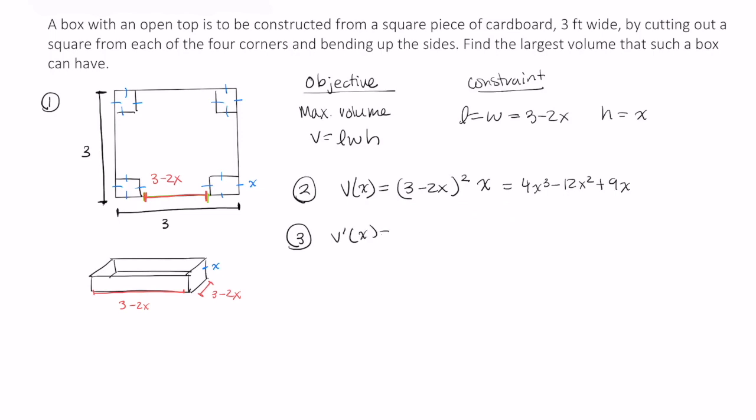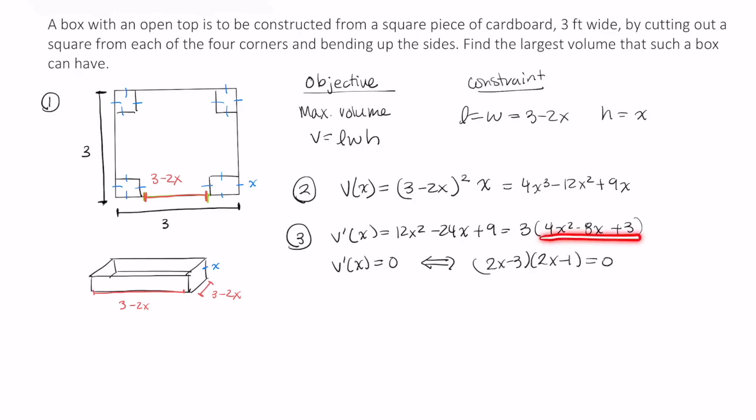So we have V prime of x is equal to 12x squared minus 24x plus 9, which simplifies to 3 times 4x squared minus 8x plus 3. V prime of x is equal to 0 when 3 times 2x minus 3 times 2x minus 1 is equal to 0. I forgot to multiply by 3, there we are, this factors to this. So this tells me I have 2 critical values, and one of them is x equals 3/2, the other is x equals 1/2. All that is left is to determine which critical value makes sense and which one does not.